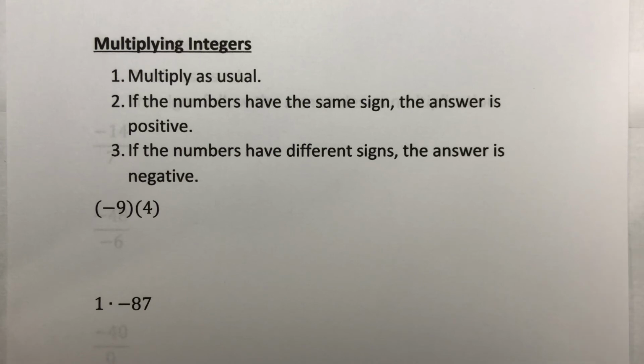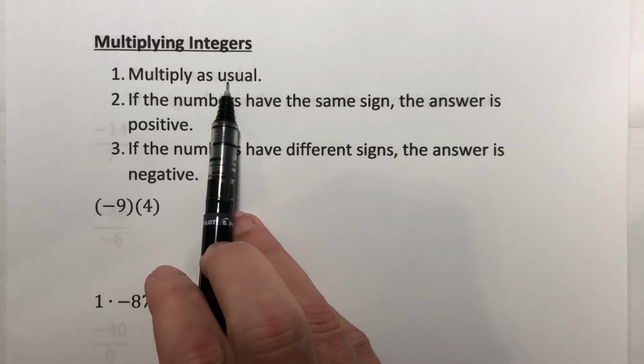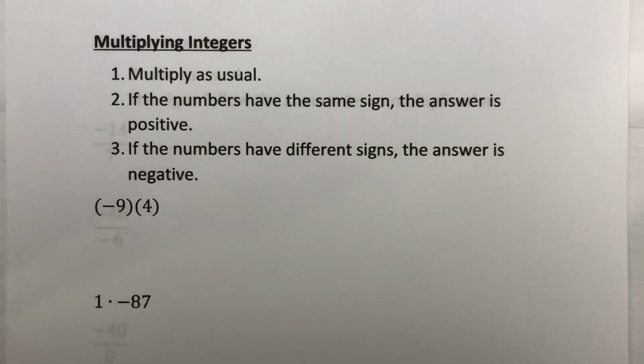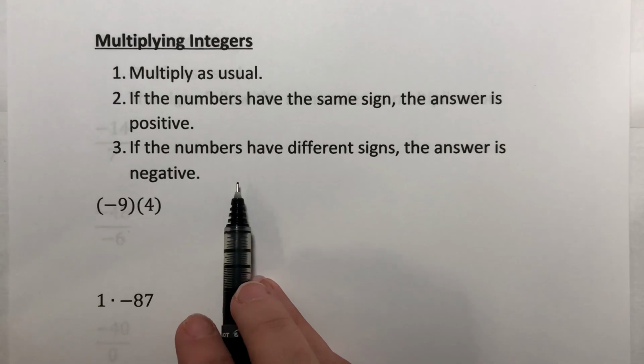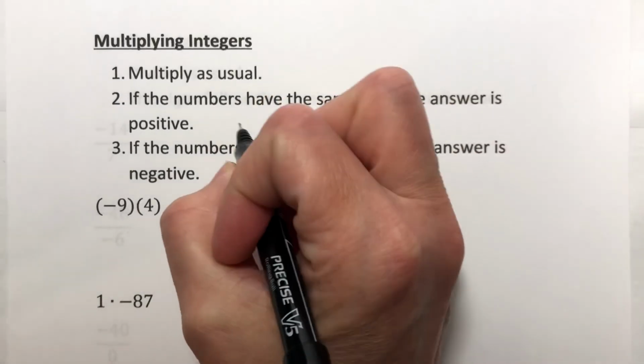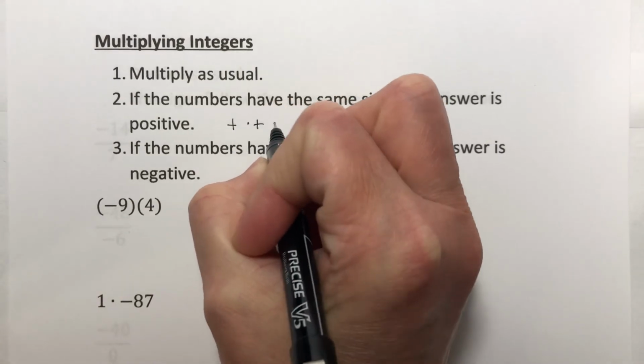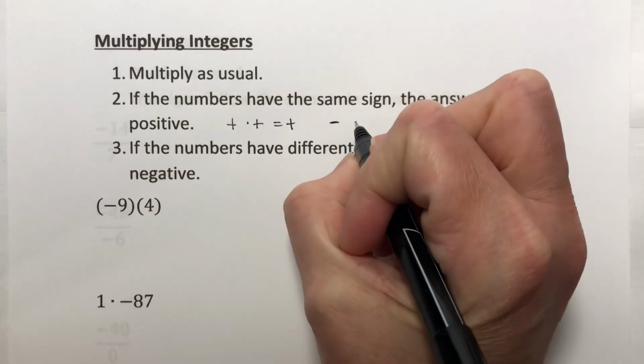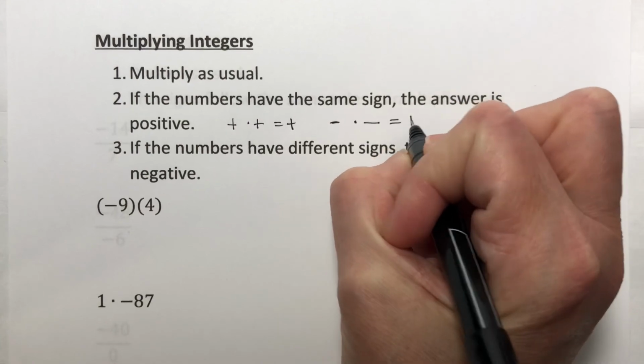Our basic rule for multiplication and division, and I have them written separately on our sheets, but they really do have the same rules. You're going to multiply them as usual, or you're going to divide the numbers as usual. So basically you ignore the signs altogether in the beginning. And then when it comes to deciding whether your answer is supposed to be positive or negative, you follow these rules. If the numbers have the same sign, your answer is going to be positive. So a positive times a positive is positive, and negative times a negative is positive.